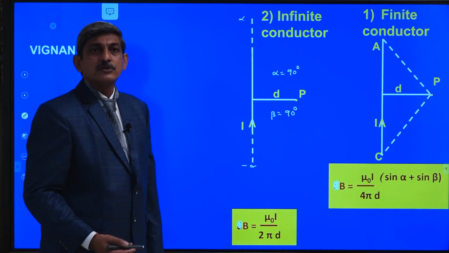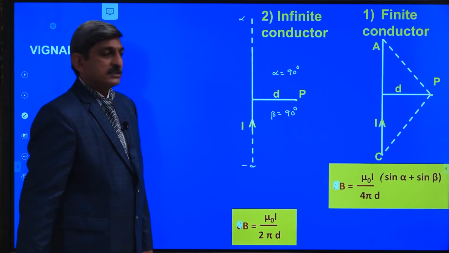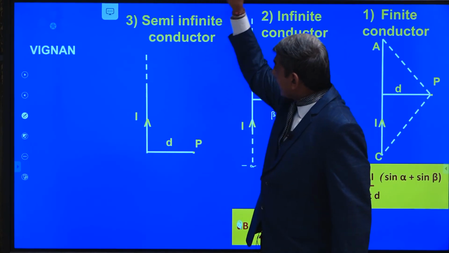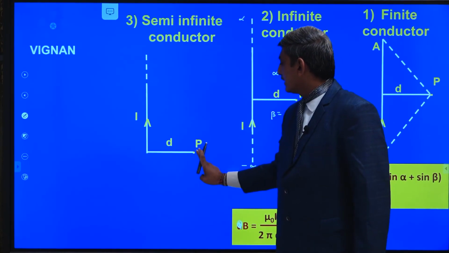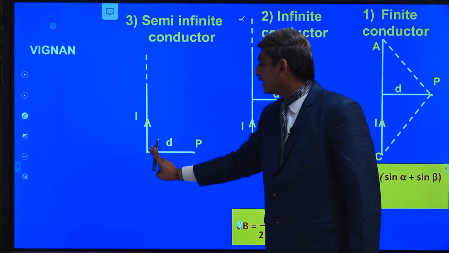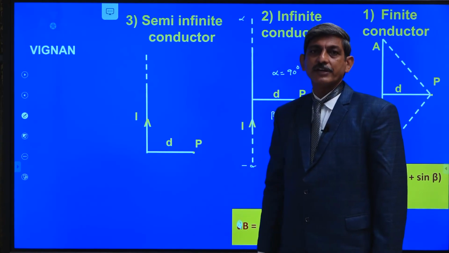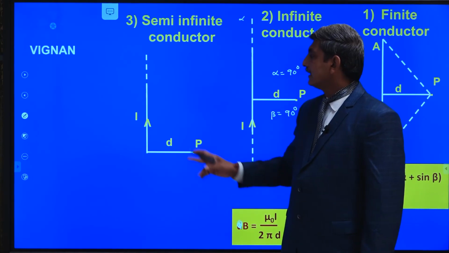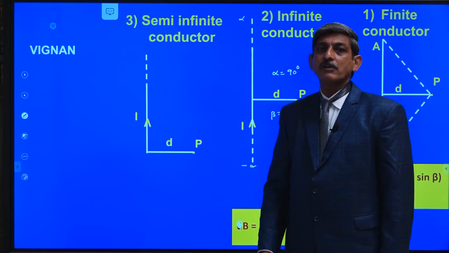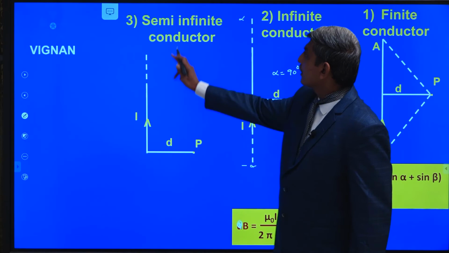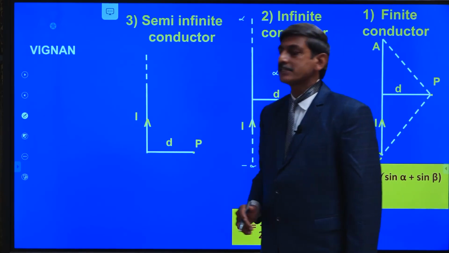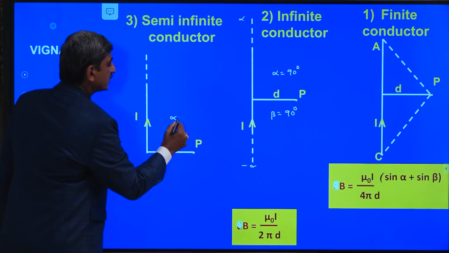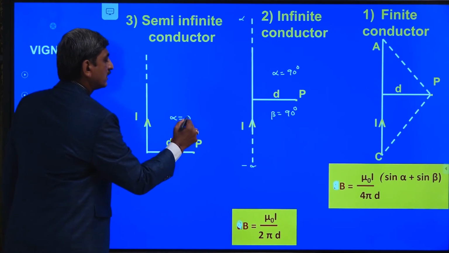Sometimes we have a semi-infinite conductor like this. Here, the top end is at infinite distance, whereas the point P is nearer to the bottom end of the wire. So this case is called the semi-infinite conductor. In this case, the topmost point is at infinite distance. That's why the angle of elevation of the topmost point, alpha, is equal to 90 degrees.